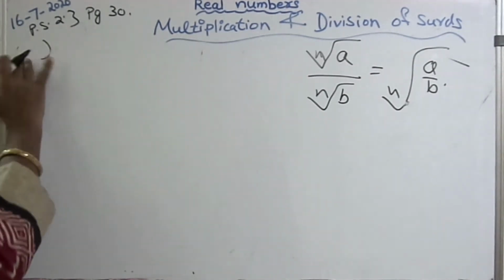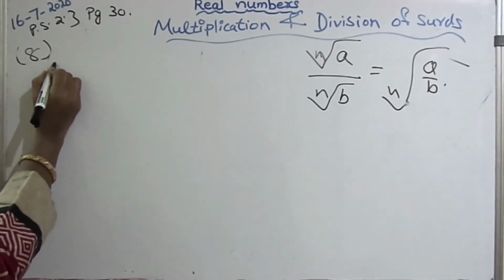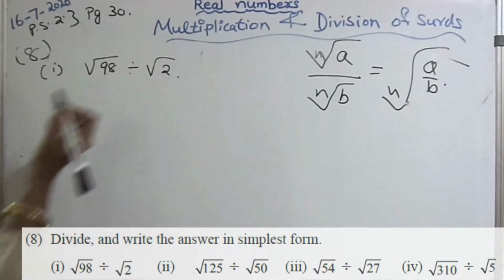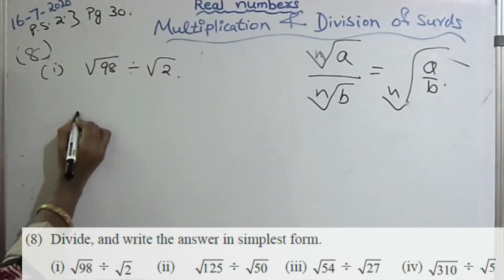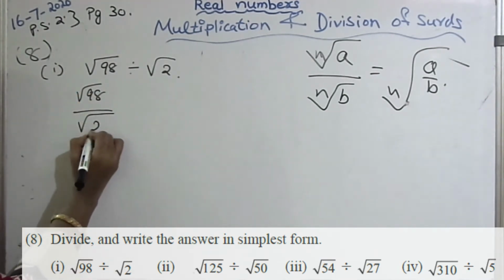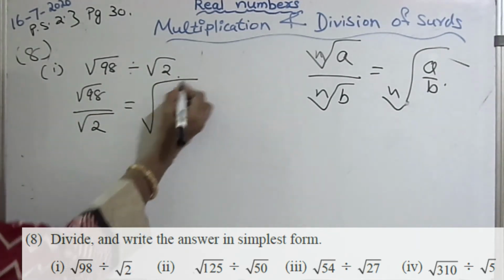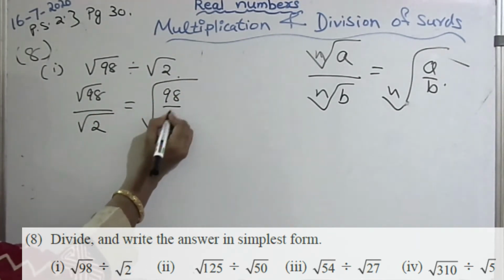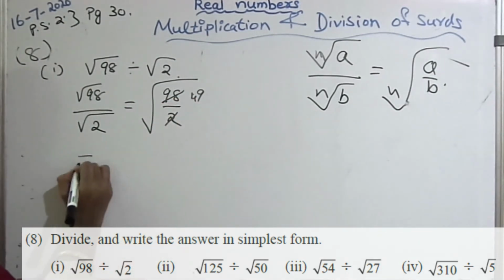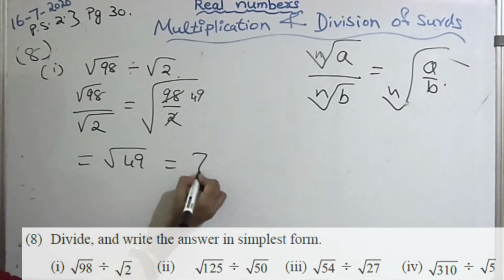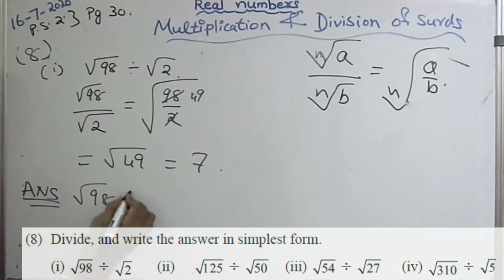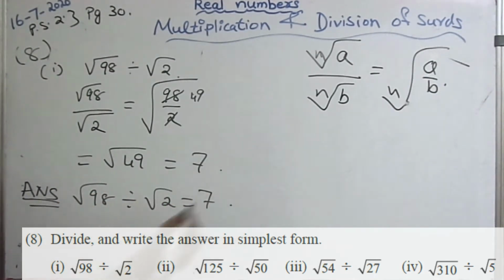So now we go to the 8th sum, the first one. Root 98 divided by root 2. So we know nth root of A upon nth root of B. Your square root is common, according to the law, 98 upon 2. 2 goes in 98 how many times? 49 times. So you get root 49, which is 7. So your final answer, write it down: root 98 divided by root 2 is equal to 7.